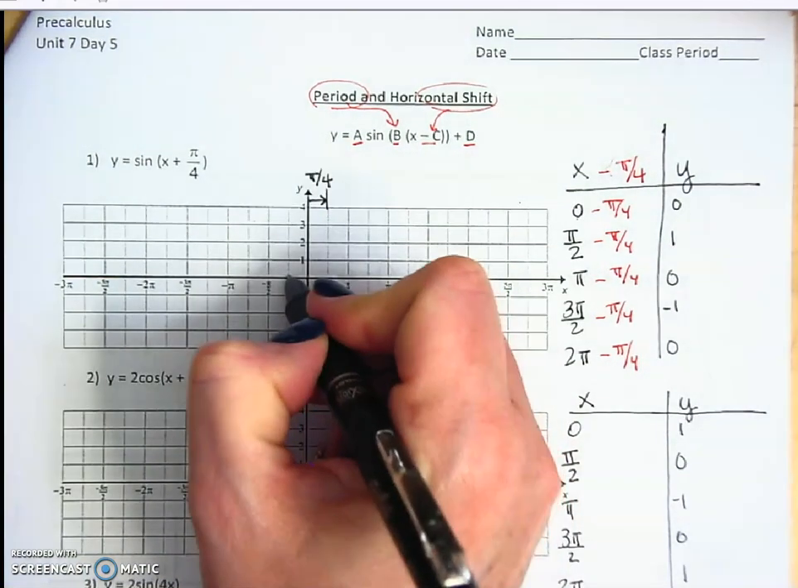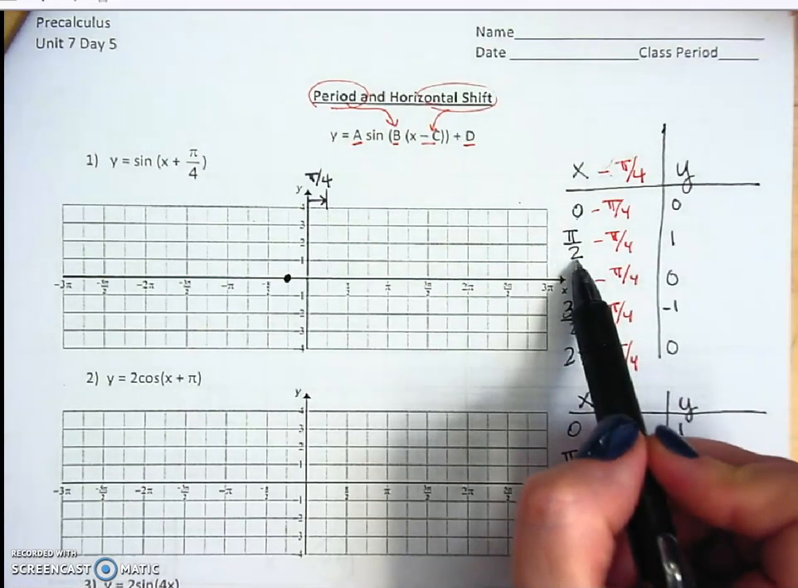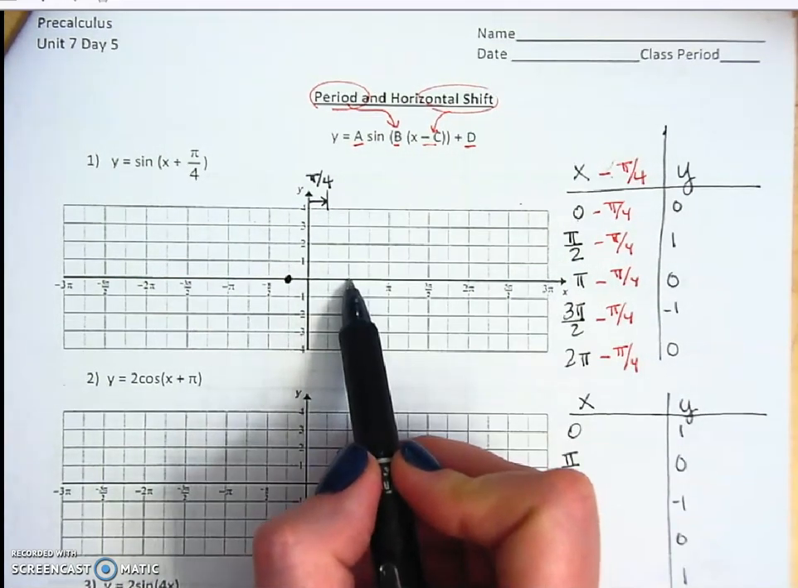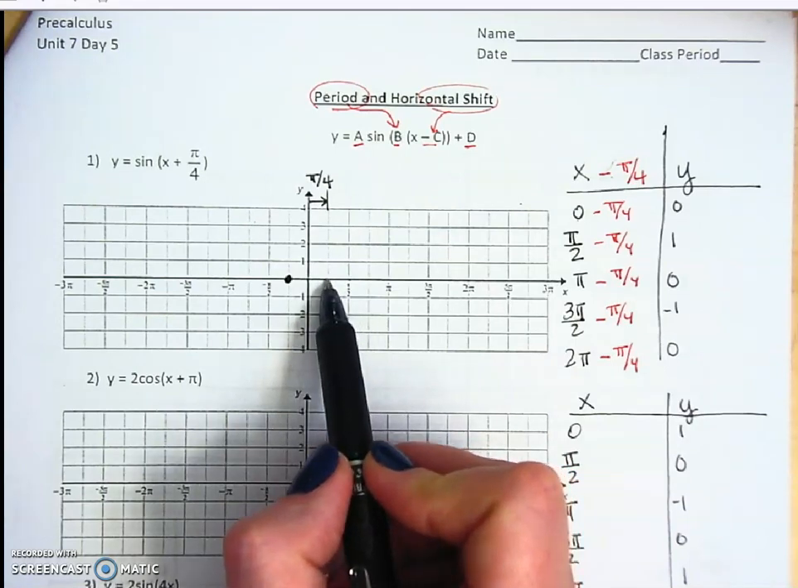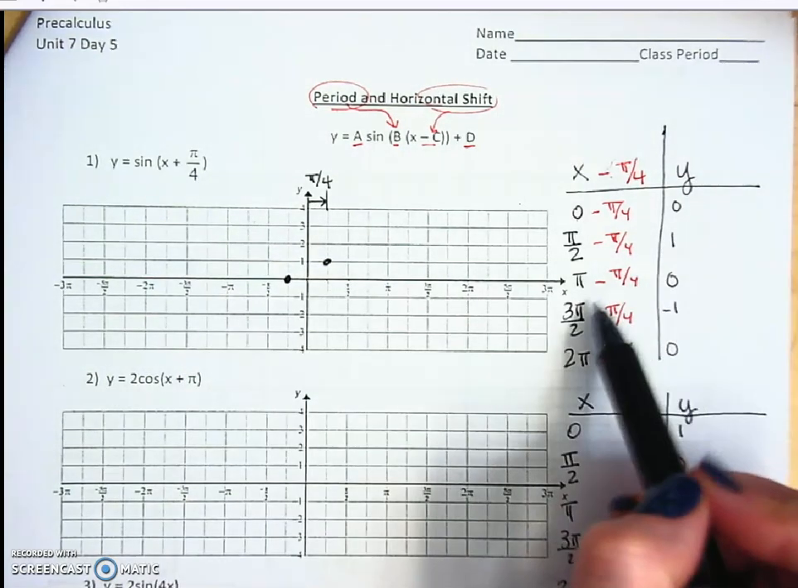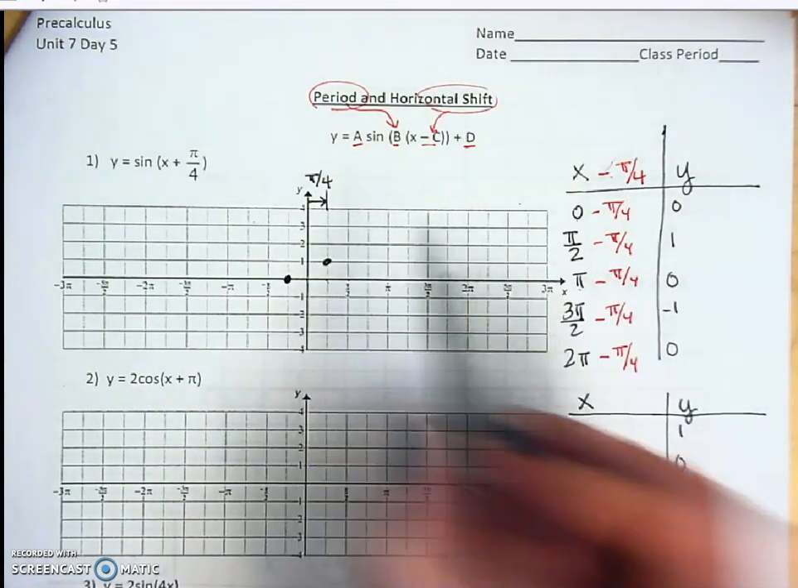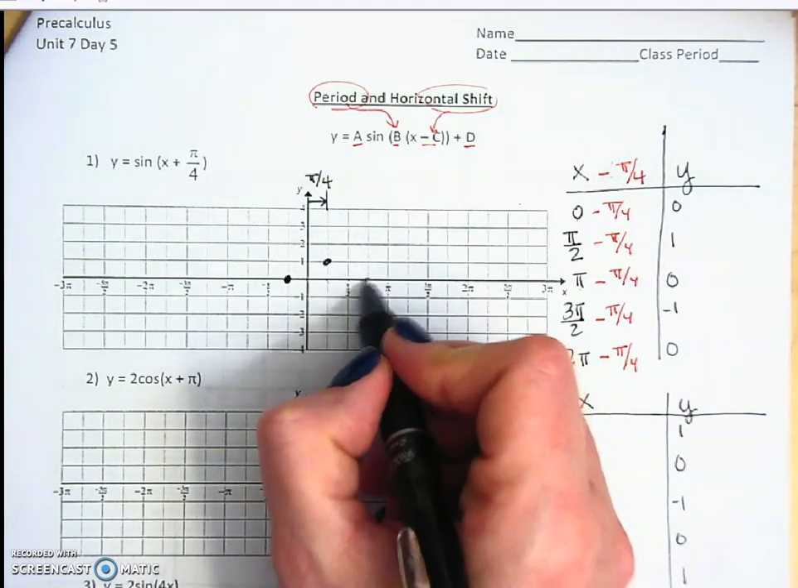So right here, I'm going to have a value of 0. Then my original x value at pi over 2 is right here. I'm going to go left pi over 4, or 1 grid mark, and my y value there is 1. Then my original x value of pi, I'm going to go to the left pi over 4. My y value is 0.